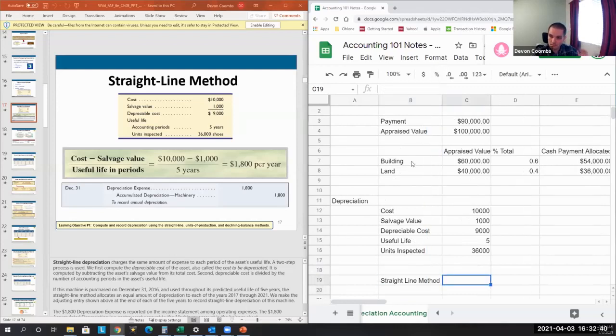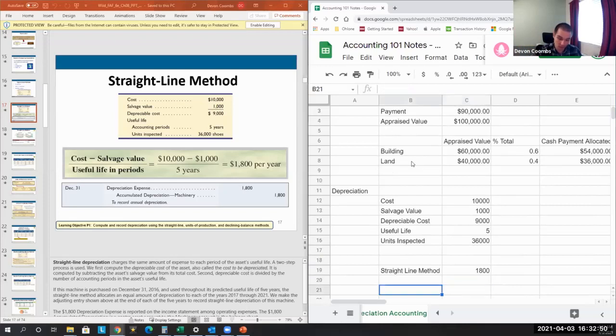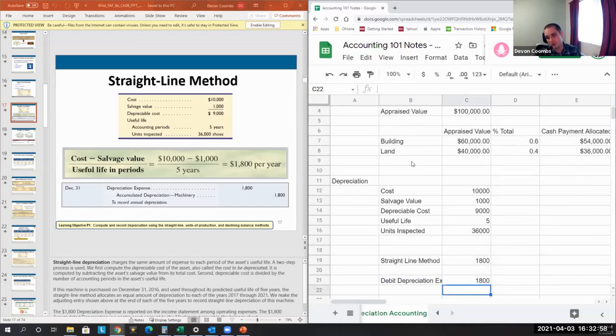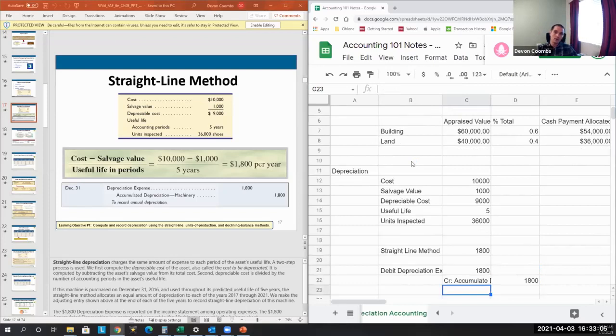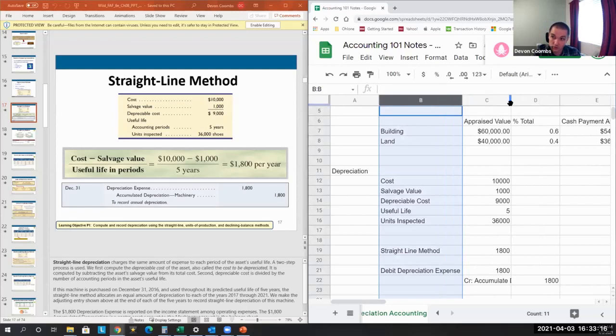So the straight line methodology, we would take the $9,000 of depreciable cost and divide it by the 5 in order to get our yearly depreciation expense. And then our journal entry would be debit depreciation expense of this 1,800 and credit accumulated depreciation of 1,800. The depreciation expense is an expense account. It reduces income. The accumulated depreciation is a contra asset. And so it reduces the asset value.